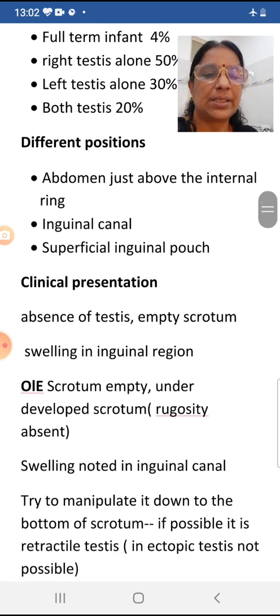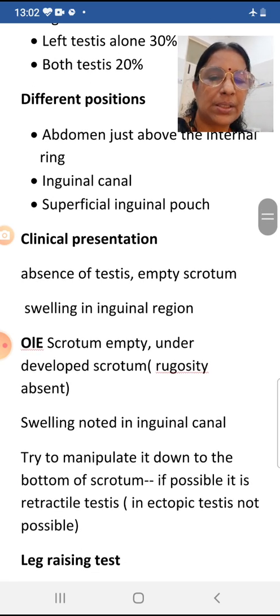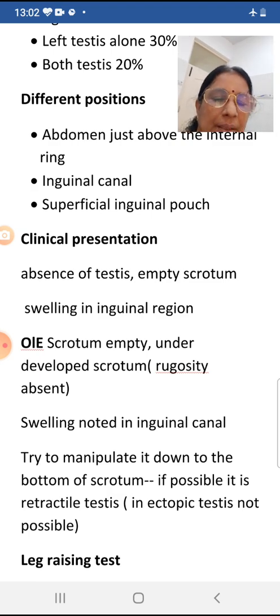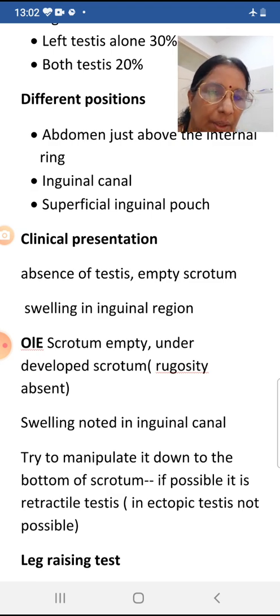What will be the clinical presentation when a mother brings a child with an undescended testis? There is absence of the testis, maybe on one side or bilaterally. The scrotum will be empty, and sometimes the patient comes with a swelling in the inguinal region. On examination, the scrotum will be empty and underdeveloped, that means the rugosity will be absent. So that means it's a case of an ectopic or undescended testis.